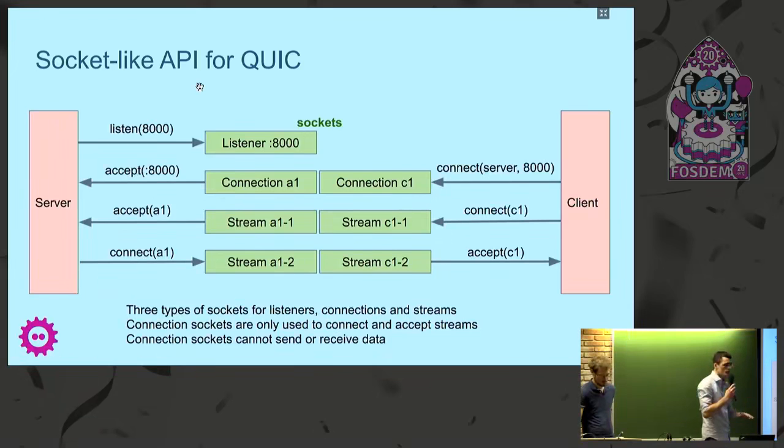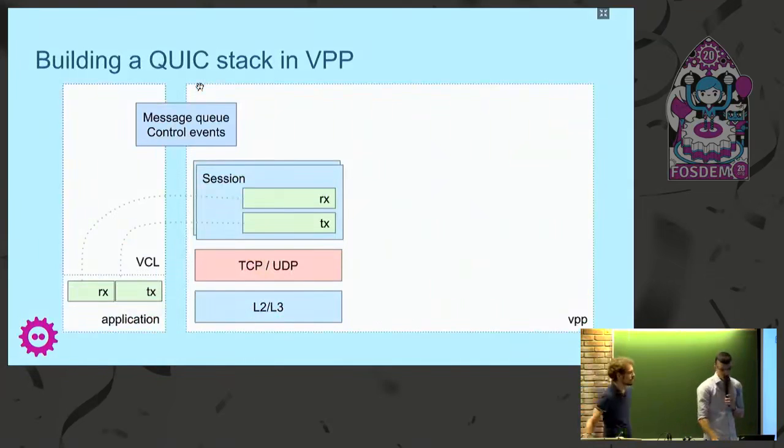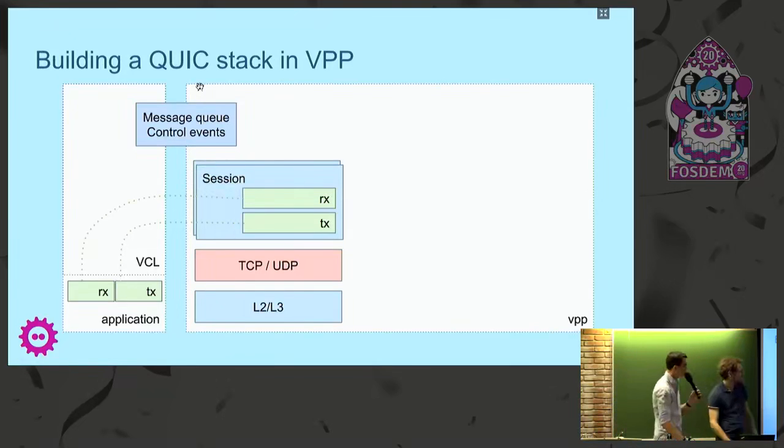Streams can also be unidirectional or bidirectional on QUIC, meaning that you won't be able to send data on certain streams you accept, because unidirectional streams are always opened by the peer who sends data on them, but this doesn't change as much. So once you have a stream, you can just call send and receive on the stream. Now back to Nathan for how we actually build that in VPP.